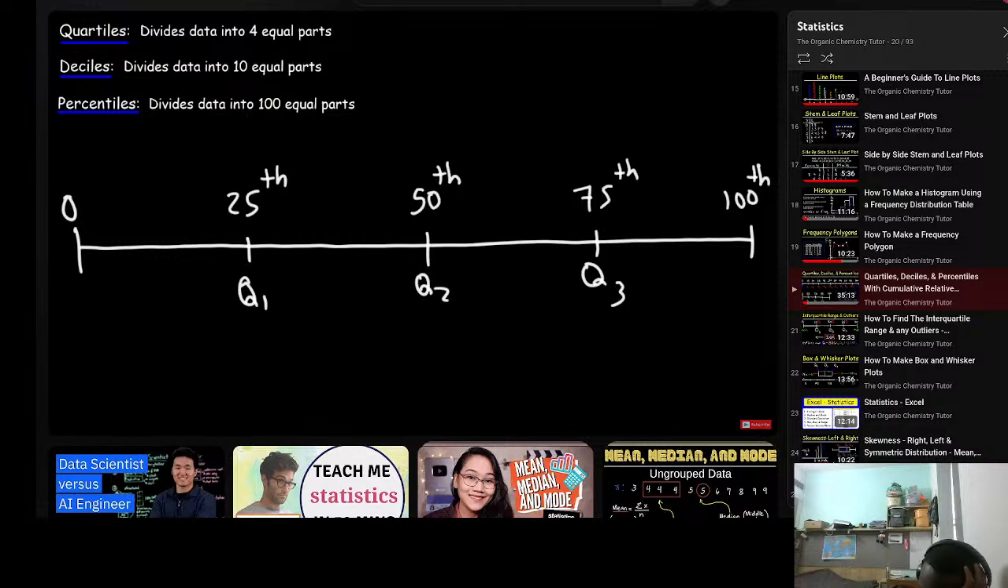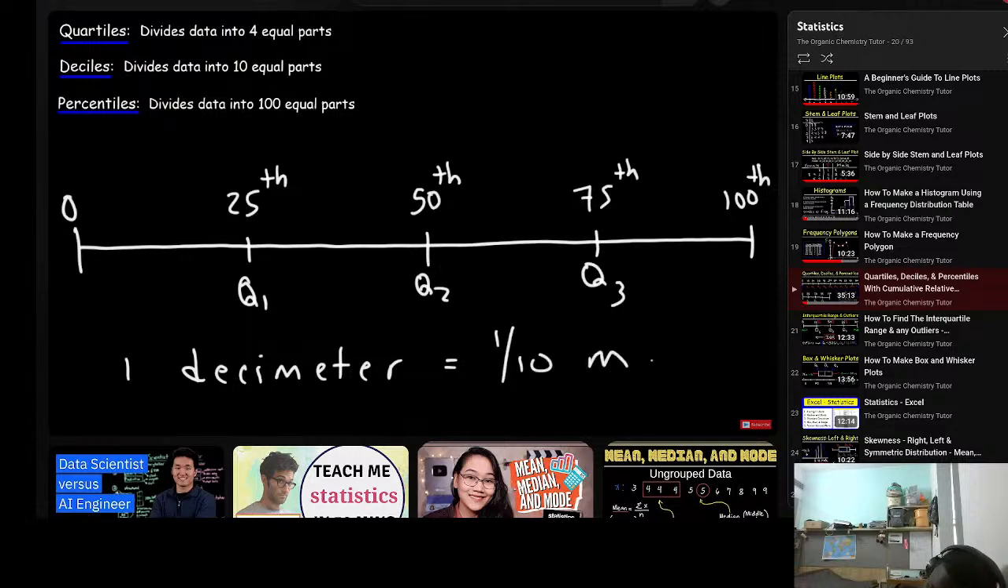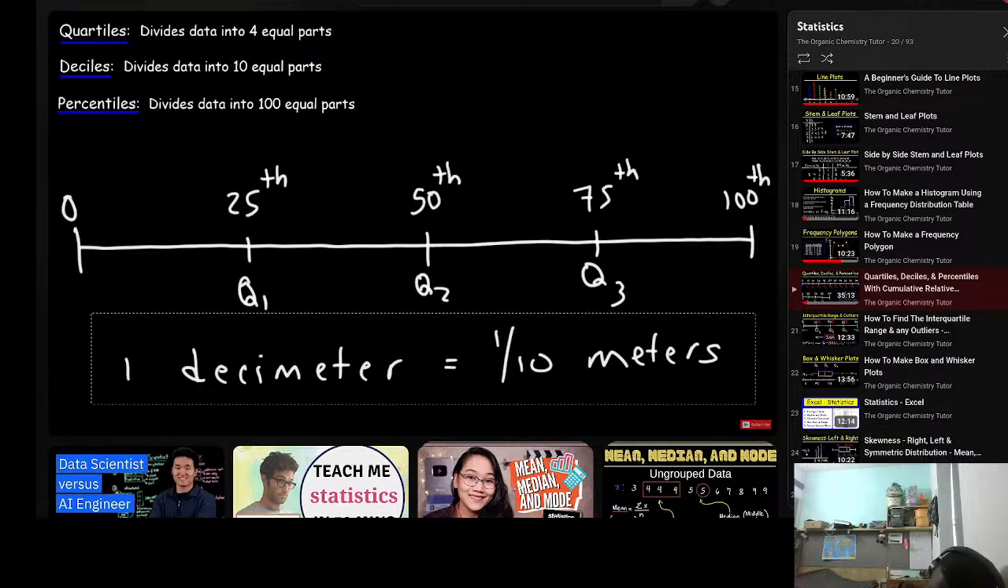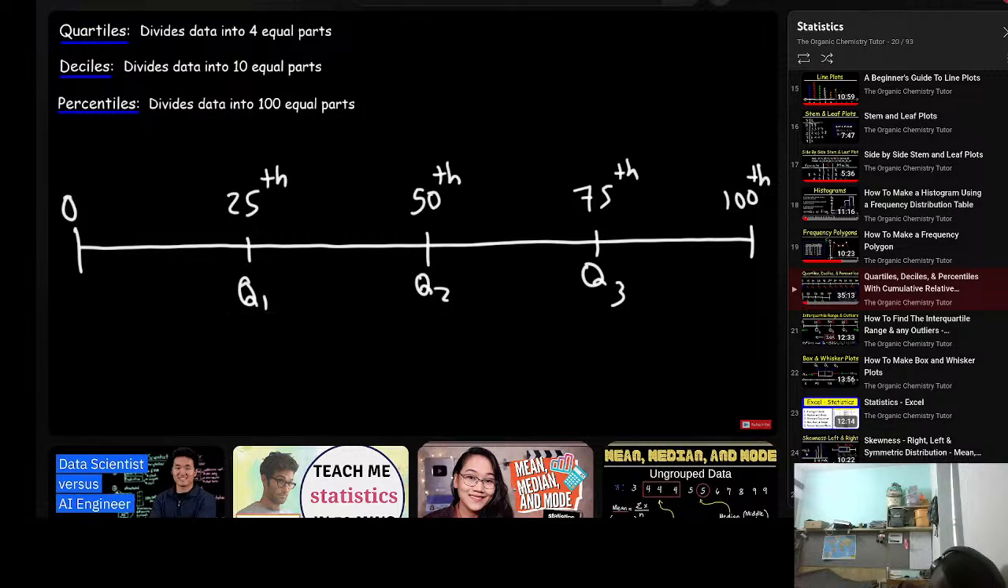Now let's talk about deciles. Deciles divide the data into 10 equal parts. Think of a decimeter. A decimeter is basically 1/10 of a meter, which means that it takes 10 decimeters to equal 1 meter. So when you hear the word deci, think of a tenth. So a decile is basically 1/10 of the data. So it takes 10 deciles to cover the entire data. So let's break up this data into 10 equal parts.